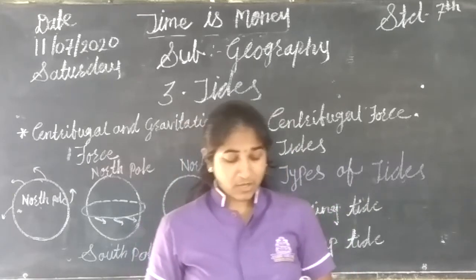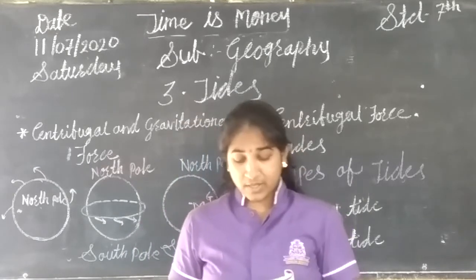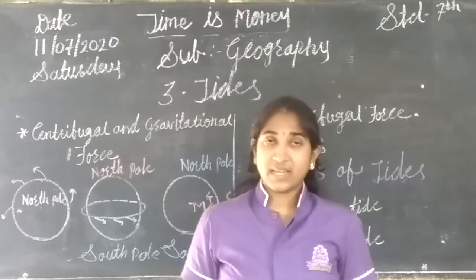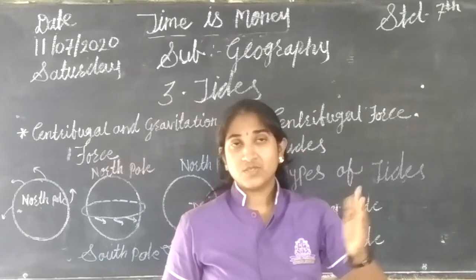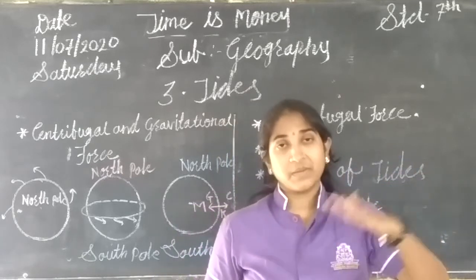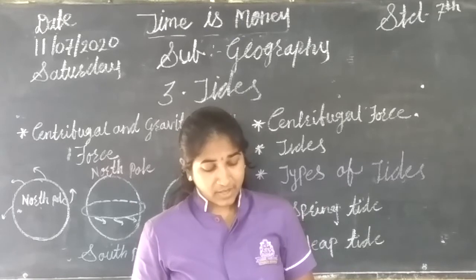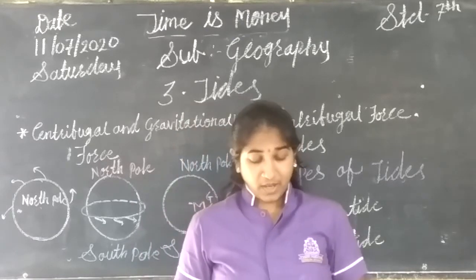Barring a few exceptions, all the coasts of the earth experience tides. High and low tides are natural phenomena. See, high and low tides. Sometimes there is a high tide, sometimes it is the low tide. Let us try to understand the scientific reason behind these natural events.